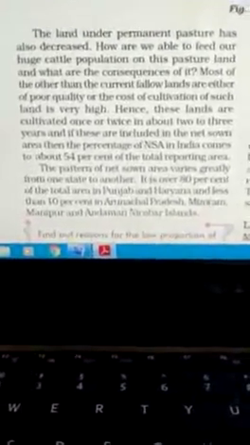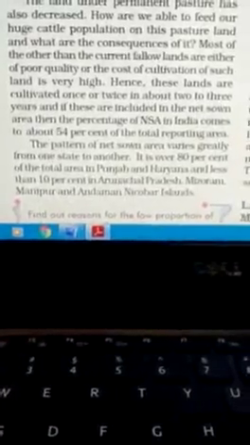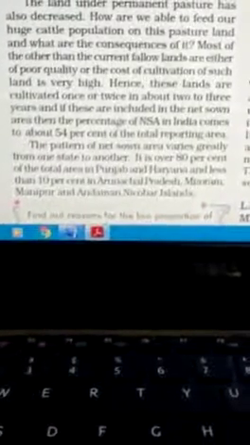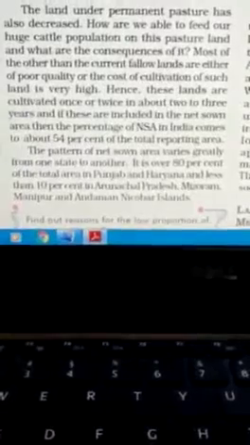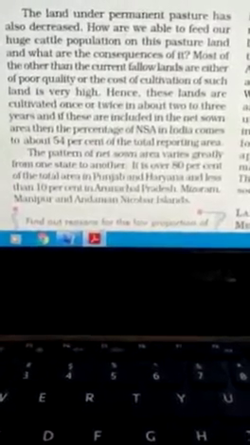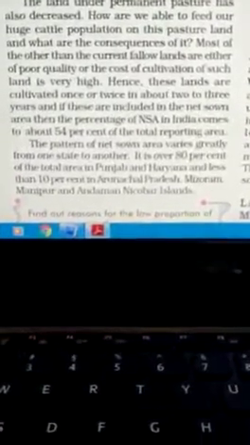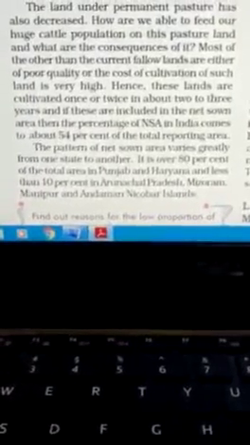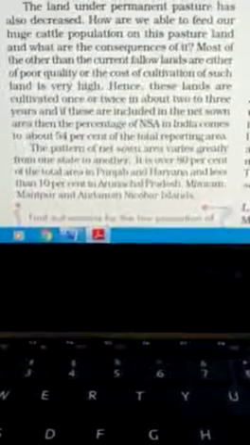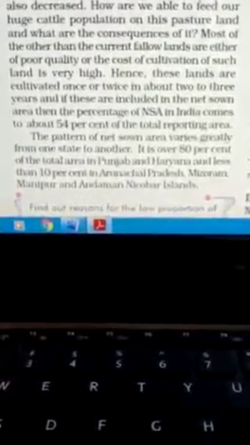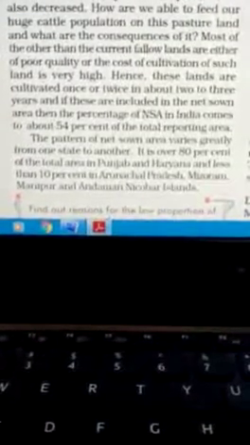But due to all these reasons, if these areas are sown only once in 2 years or twice in 3 years, definitely the percentage of net sown area will be reduced. The pattern of net sown area varies greatly from state to state, depending upon their geographical conditions. It is over 80% of the total area in Punjab and Haryana because the facilities of agriculture are really good over there, and less than 10% in Arunachal Pradesh, Mizoram, Manipur, and Andaman Nicobar Islands.